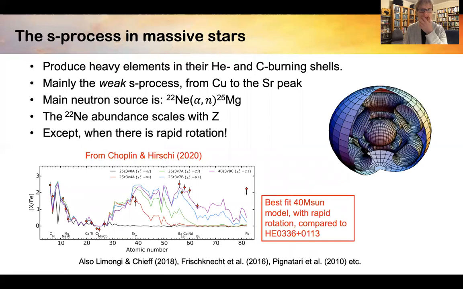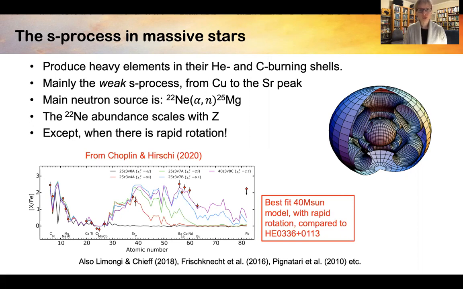Okay, s-process in massive stars, I don't want to focus on this, just to give you a slide. Here we're producing heavy elements in the helium and carbon burning shells of these stars. This is mainly what we call the weak s-process. You'll often hear weak, main, and strong. Weak refers to s-process from copper essentially to strontium. There is a classical reason for these names. If you look at Donald Clayton's textbook, you can learn more about this.